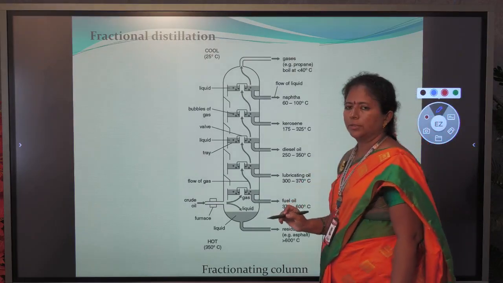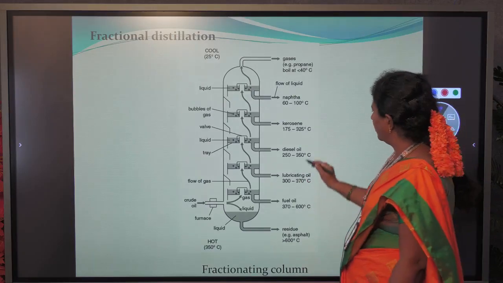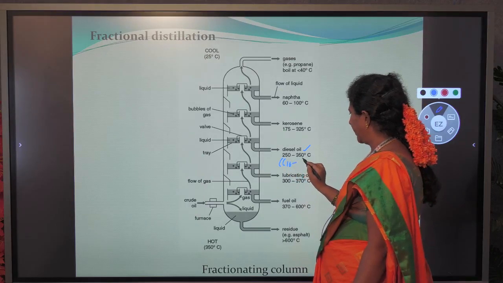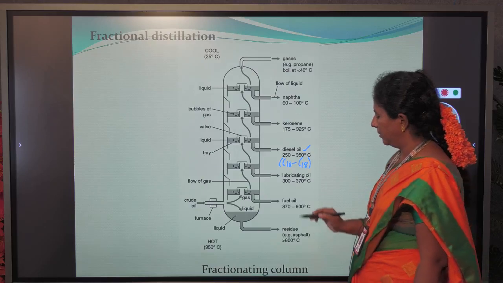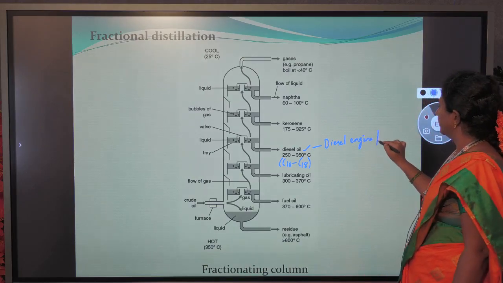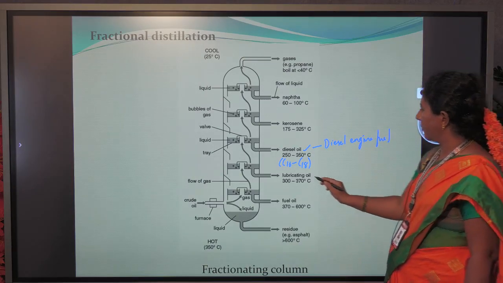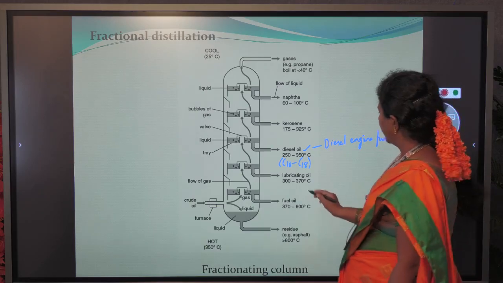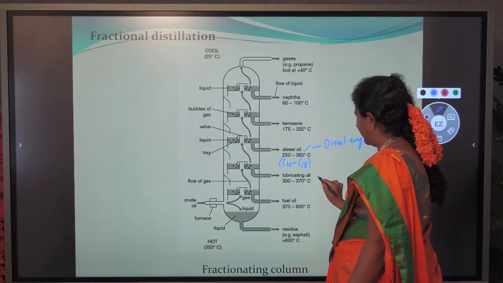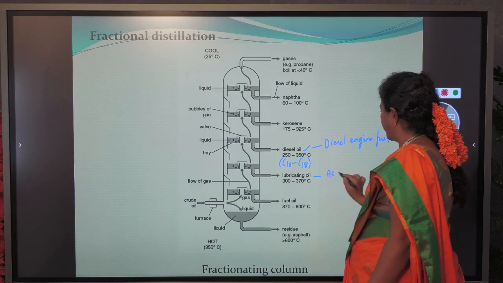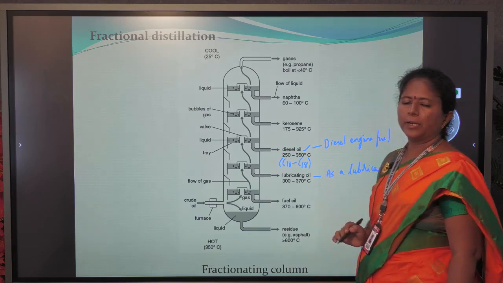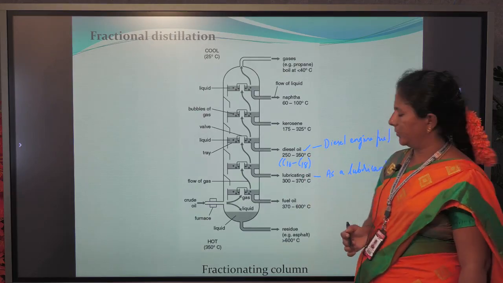Next one is diesel oil, which is collected at a temperature of 250 to 350 degrees centigrade. Here this contains hydrocarbons from C10 to C18. This is used as diesel engine fuel. And the next fraction is lubricating oil, which is collected at a temperature of 300 to 370 degrees centigrade. This is used as a lubricant. Uses of lubricant and lubrication, all these we have discussed in our previous videos.